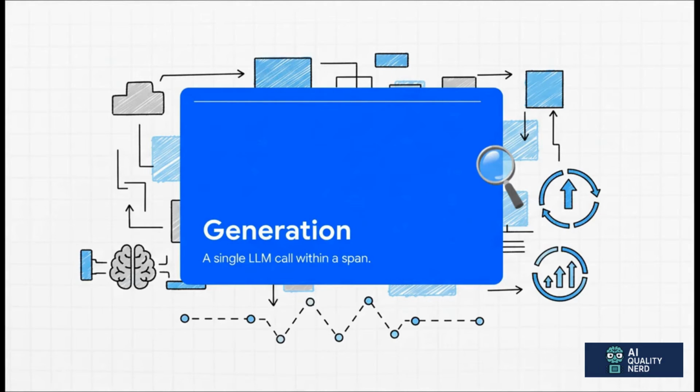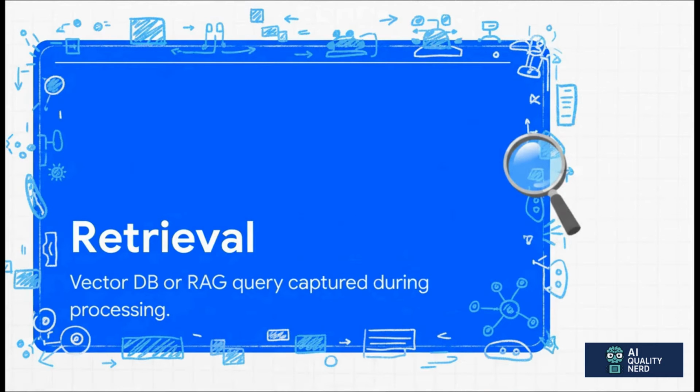And now we get to the really important part for AI, the generation. This is the moment of truth. It's that single call to the LLM itself, and it tracks everything. The exact prompt, the specific model, and the word-for-word response. This is ground zero. This is where you go when you need to figure out what the heck the model was thinking. Okay, and if you're using a RAG system, listen up because this one's for you. We have the retrieval. This logs every single time your system queries a vector database or some other knowledge base.